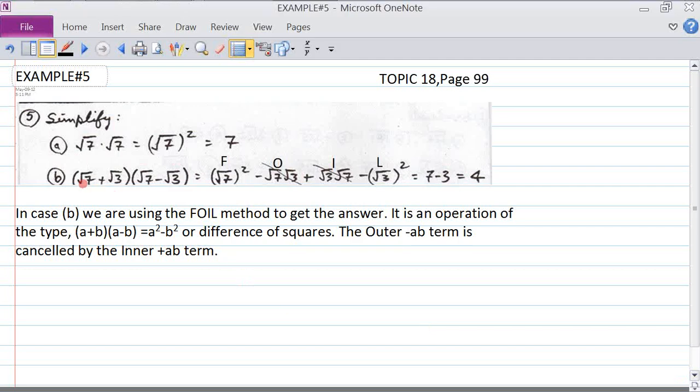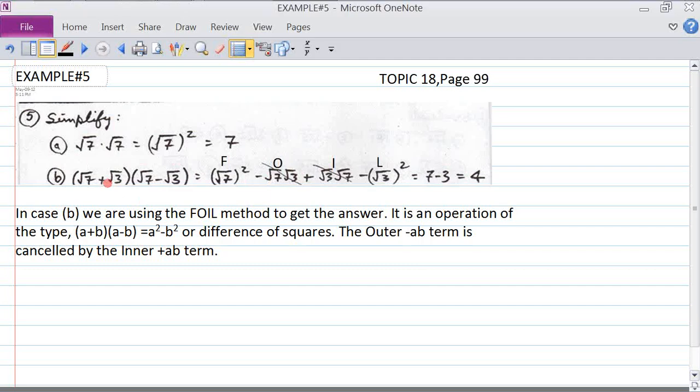cancel each other. So it's really the first times the first, which is root 7 times root 7, which is 7, and the last times the last, which is root 3 times root 3 with a minus in front of it. So we get 7 minus 3 equals 4.